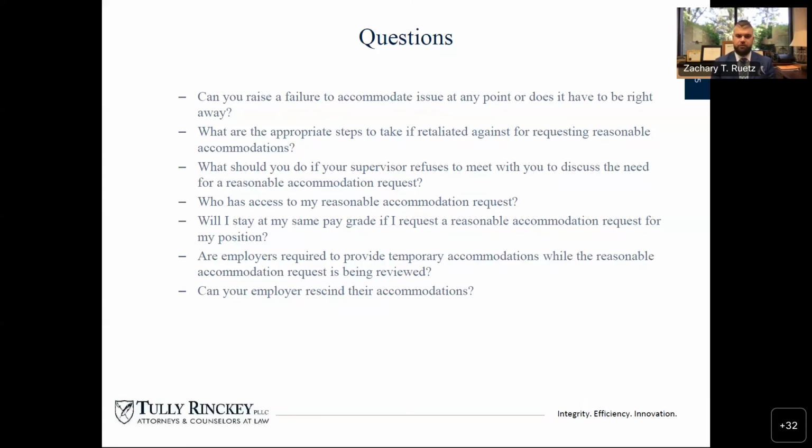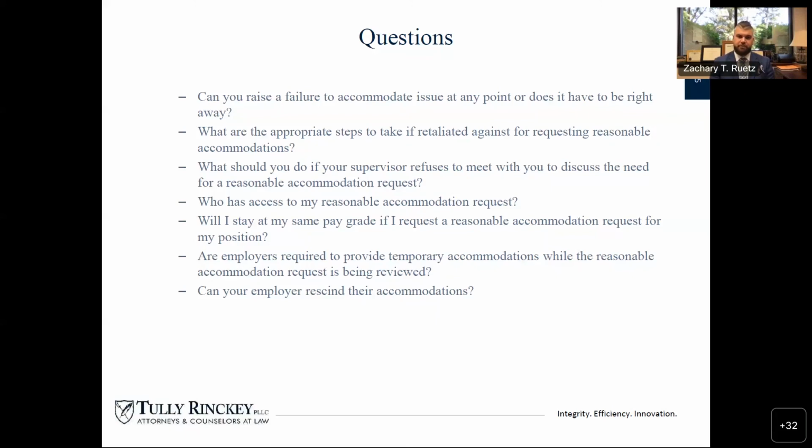And then also, what should you do if your supervisor refuses to meet with you to discuss the need for reasonable accommodation requests? I would say, number one, make a record in writing. Make an email, send a letter, emails to human resources, however you need to do it. Make a record so that it's not their word against yours that this request has been made. Number two, retain counsel. At least engage with counsel to consult about the process, what your rights may be, and what actions to take. And it's a good idea to do this sooner rather than later, given that 45-day deadline.